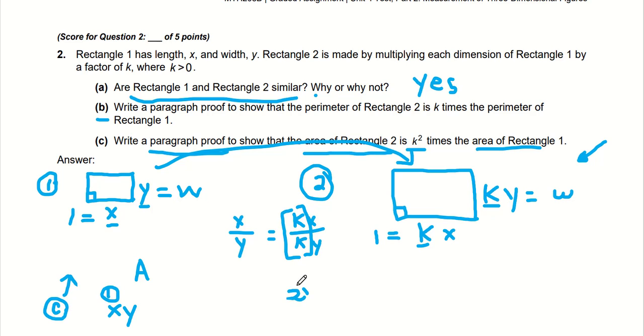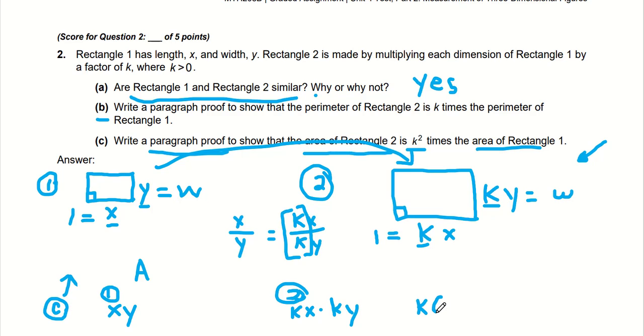And the larger rectangle is kx times ky. Don't know why I keep saying triangle. I just like that word, I guess.